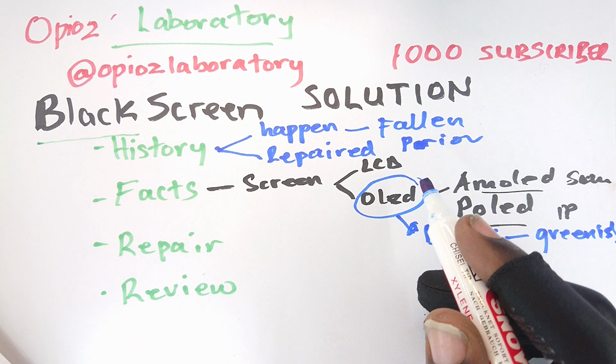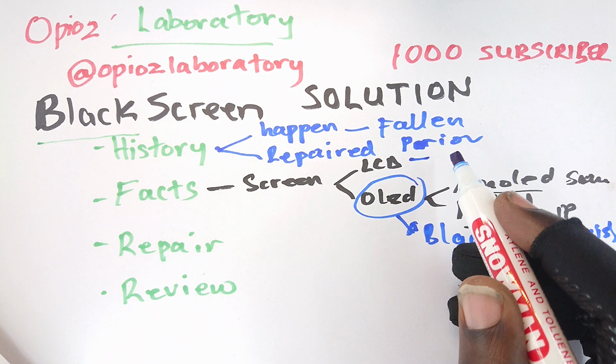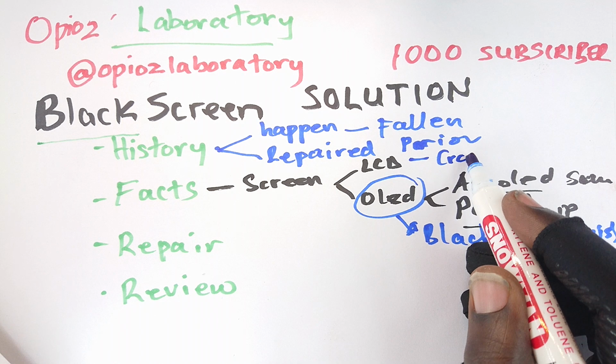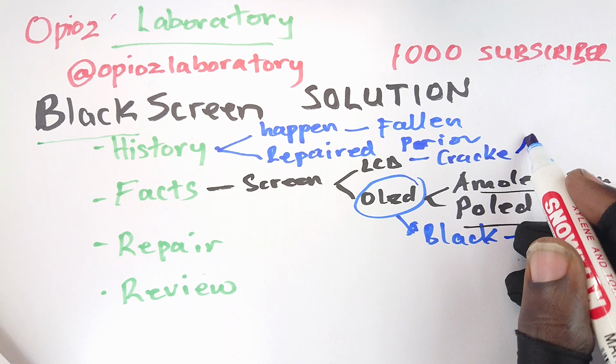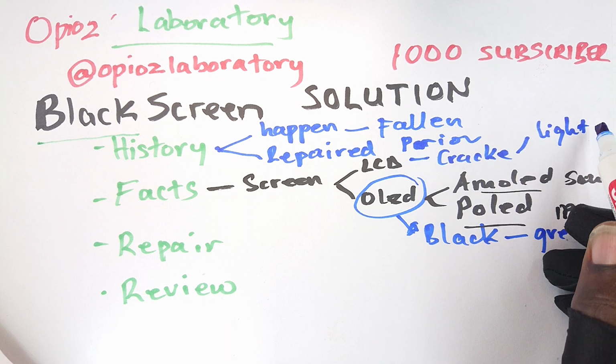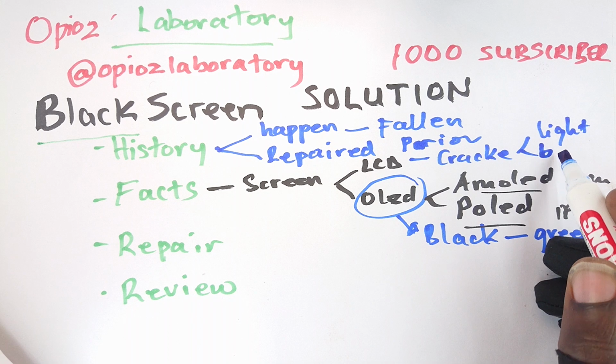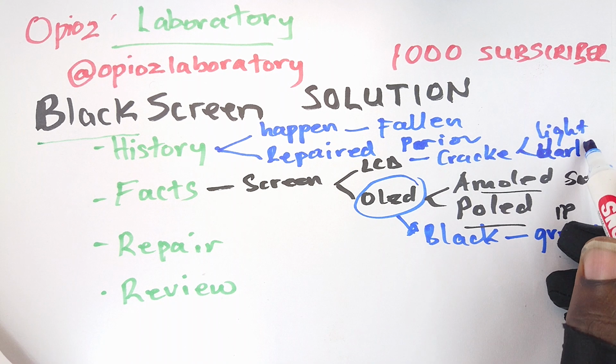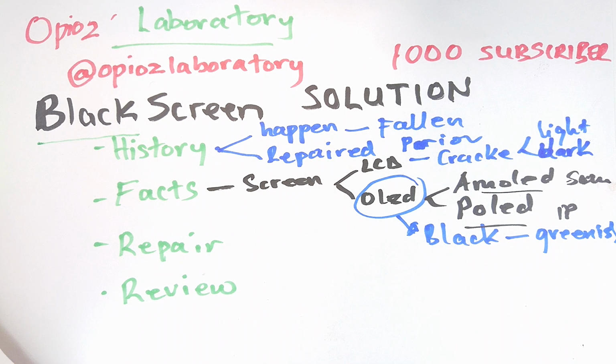Now, to understand the LCD, usually when they fall, they will crack and you will see parts that are light and then parts that are dark. That is where the liquid crystals have converged in from the pits.